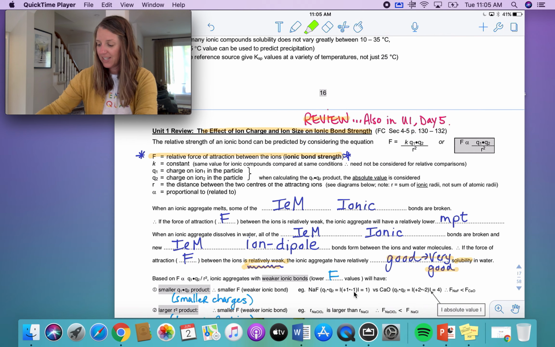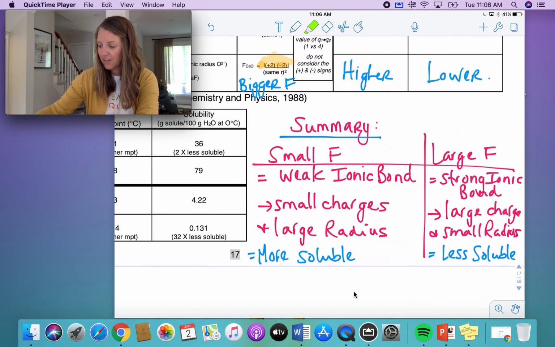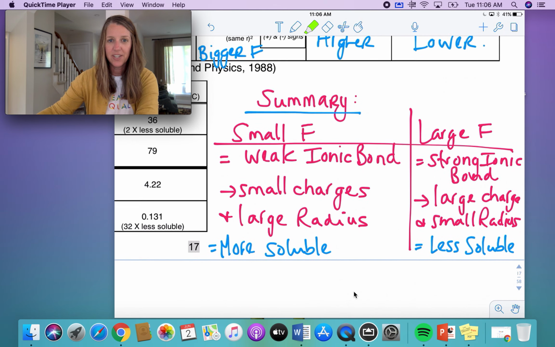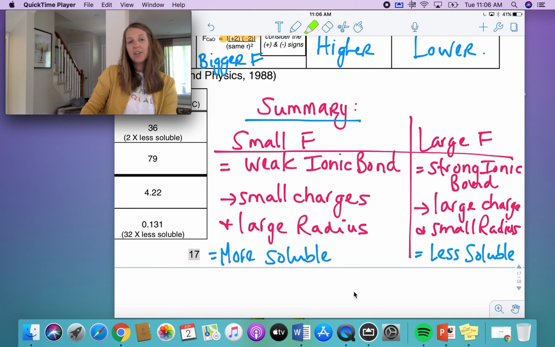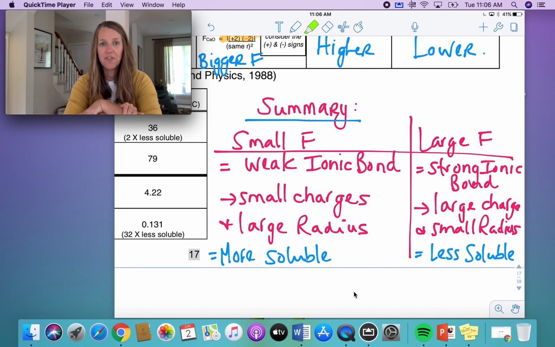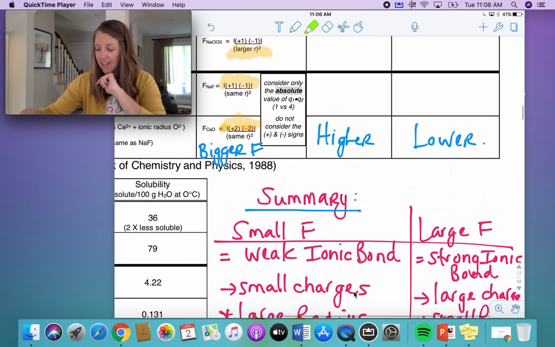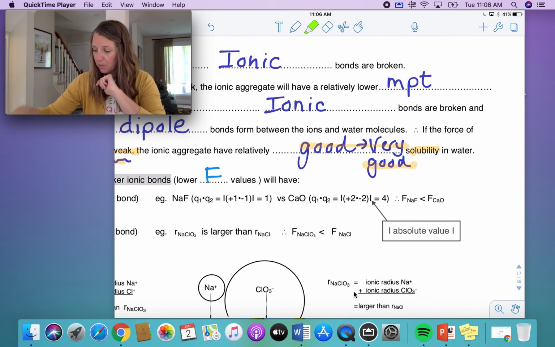How do we summarize that? Remember, we've gone over this, I know. But if you look at the very bottom little summary that I've got in our notes here, you're calculating the F value. F is the force that holds those two ions together to create that ionic bond. If you have a weak ionic bond, you could calculate that by having a small f. And how do you calculate the F value again? That's our formula.